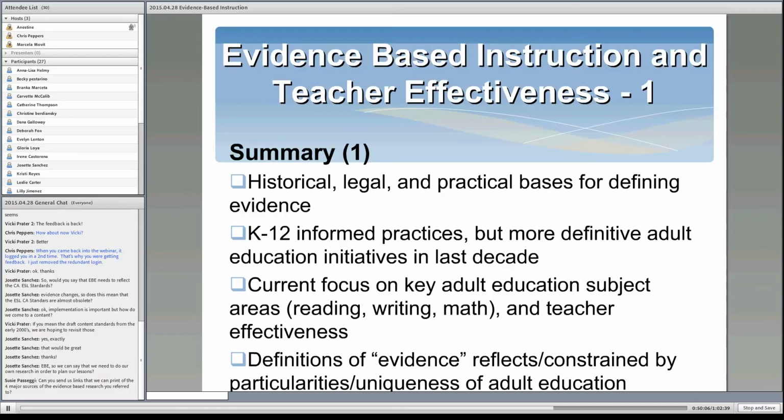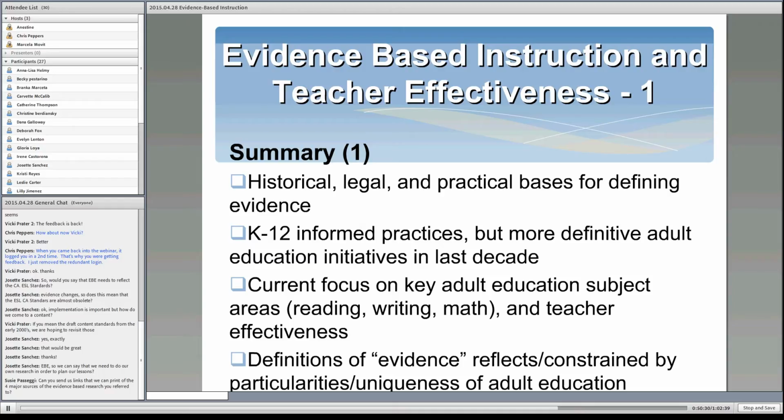The K-12 system can do an $8 million randomized control trial that occurs over a 5-year period and come up with evidence. Adult education does not have that kind of funding. And so we are a unique field, and a unique field requires a unique way of looking at meaning that has been generated to this point. And so that's my opinion in that regard.